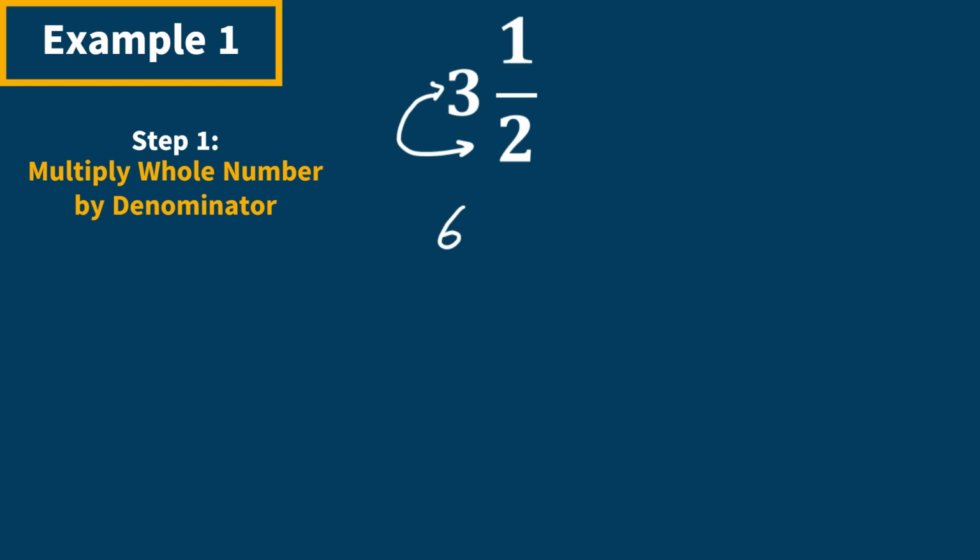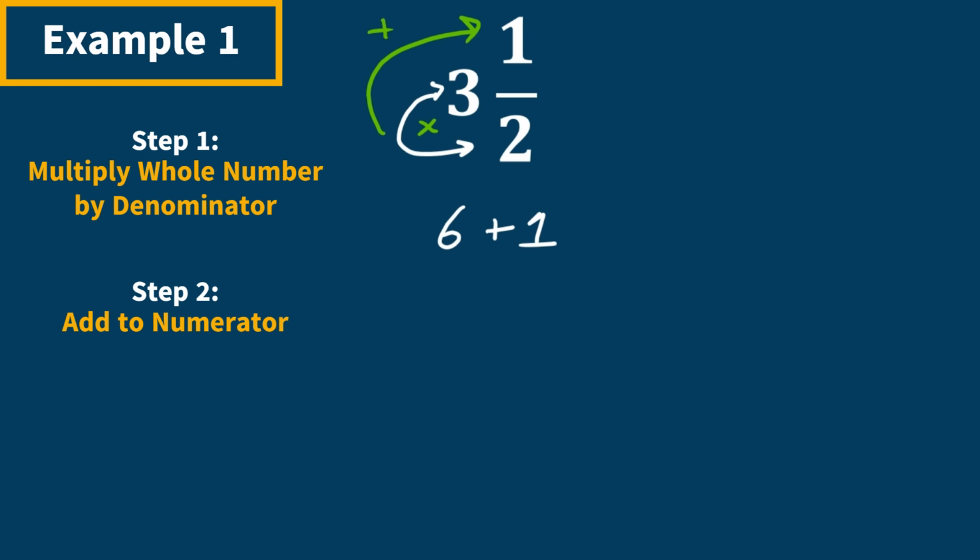Now to this number, what we do is we add it, whatever it is, to the top number. And in this case, the top number, or the number in the numerator of the fraction, is 1. So we have 6 plus 1.